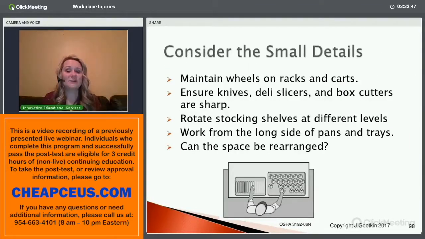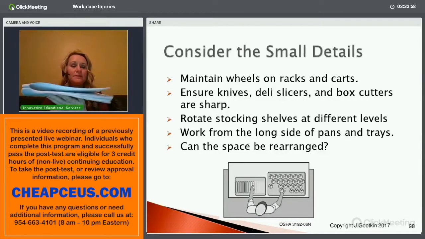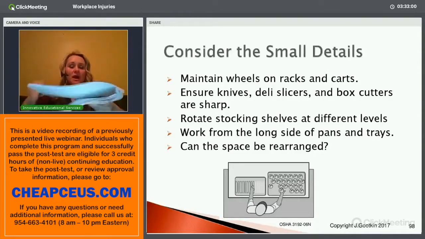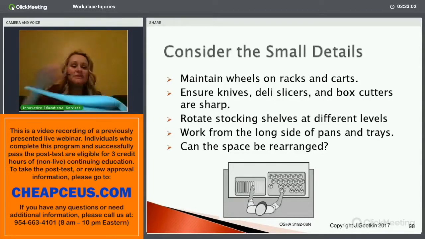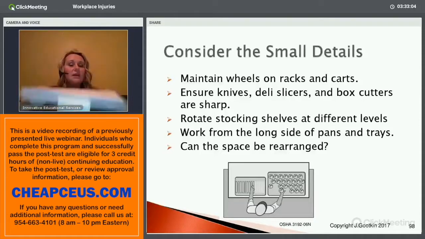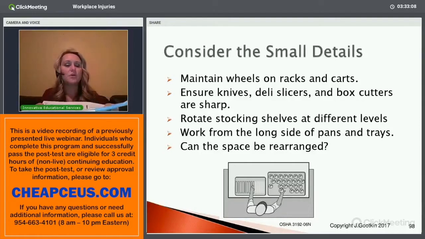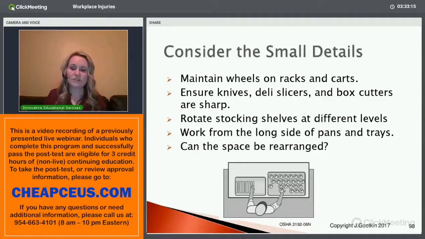Look at your small details too. Let's just say someone's working in a bakery and they have to fill a big tray. If that tray is lengthwise, so let's say here's my tray, I put it this way, I have to reach all the way over to fill this. That throws off my mechanics. Can't I just position my tray like this and now I'm in my better work zone? So maybe there are small tasks that someone can change in order to rearrange things to make it a little easier for them.